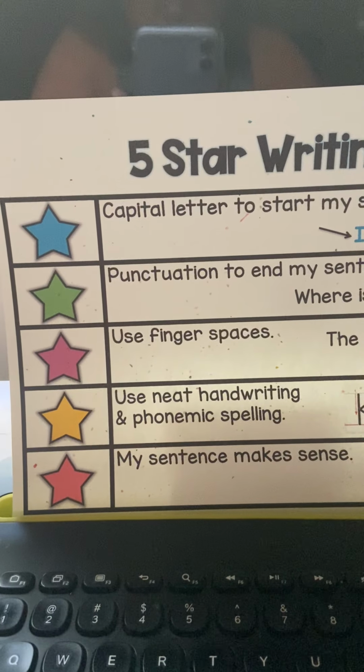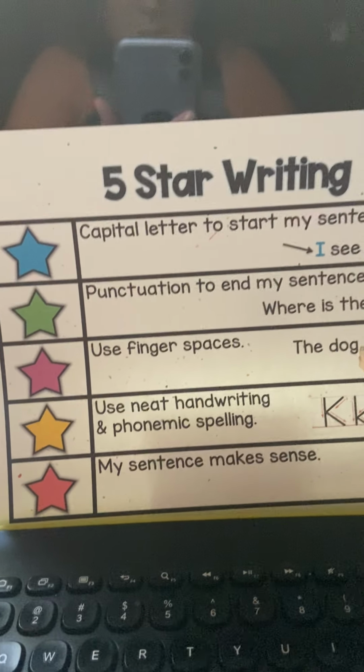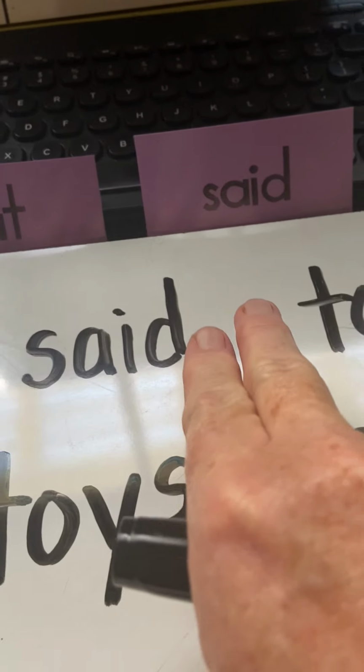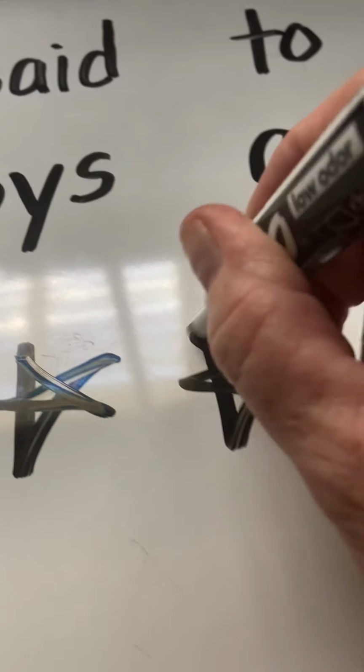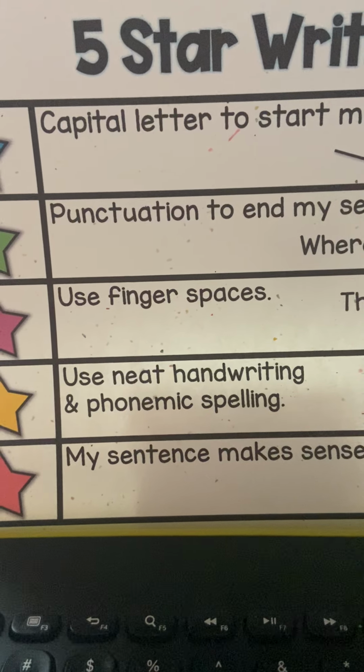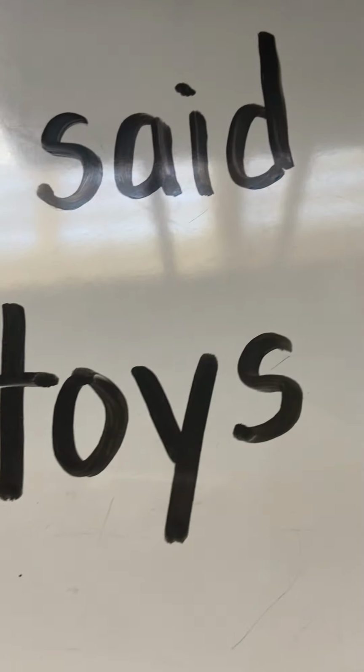The third star says use finger space. And it kind of depends on what type of paper you have. This is a big board, so I use 2 fingers, right? 2 fingers, I use that big stick. Okay, if you're on a smaller piece of paper, sometimes you only need 1. The next one says use neat handwriting and phonetic spelling. So we sounded out the word mom, and we knew the word my and said and to. Those were all sight words. Away we sounded out, so we did a good job there. We used nice, neat handwriting.